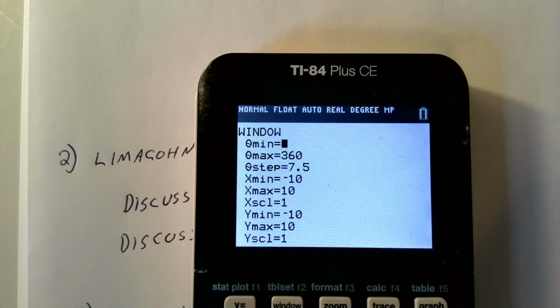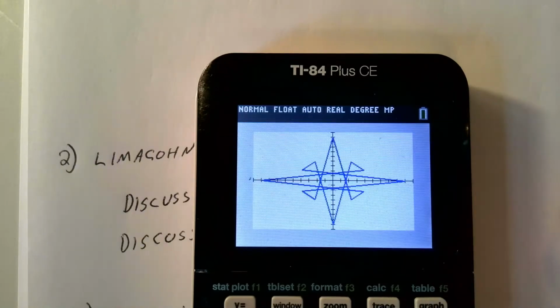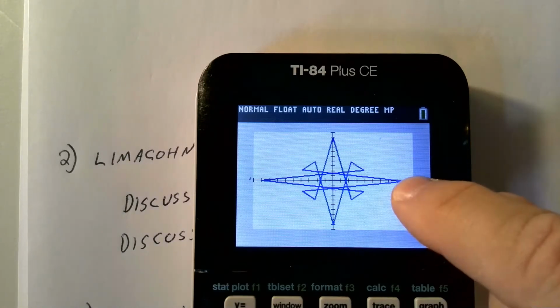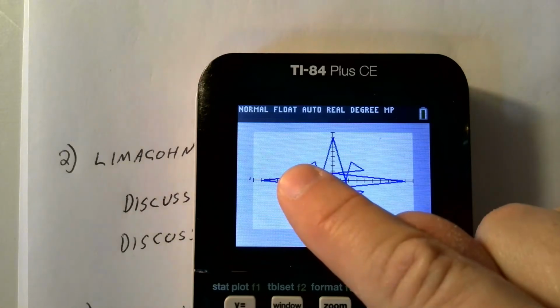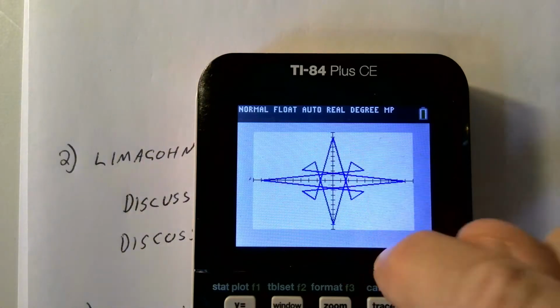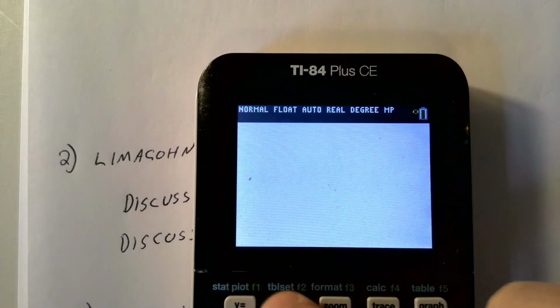So if I put this at, say, 0, and put this theta step at 30 degrees, you would see that it looks pretty cool, actually, that design. And again, all it's doing is plotting a point, plotting the next one at 30 degrees, connecting it to the next one, and so on down the line all the way throughout.